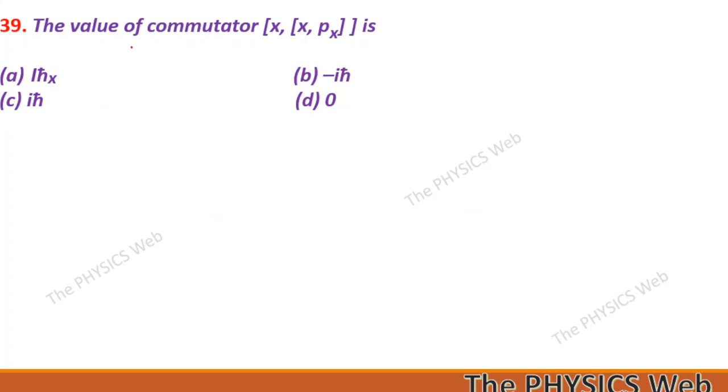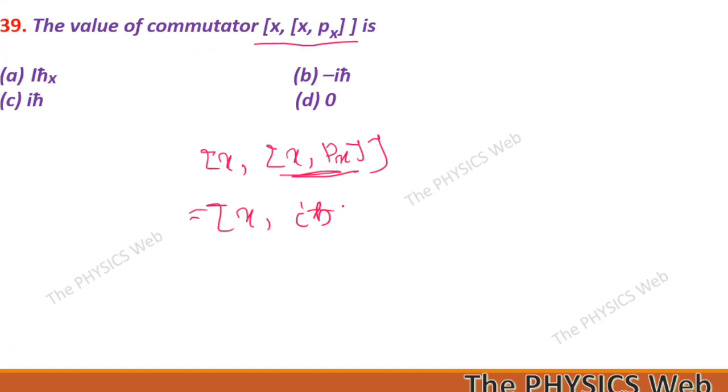Next, 39. The value of the commutator of x and px is. Okay, so you can see the commutator bracket of x and px. So for x and px, this is iħ, and we know the commutator bracket of an operator with a constant is always 0. Okay, so D is your correct option.